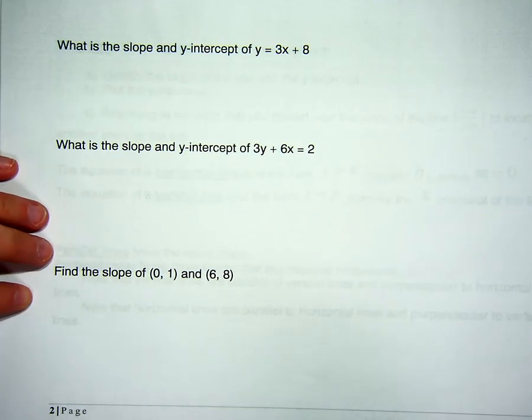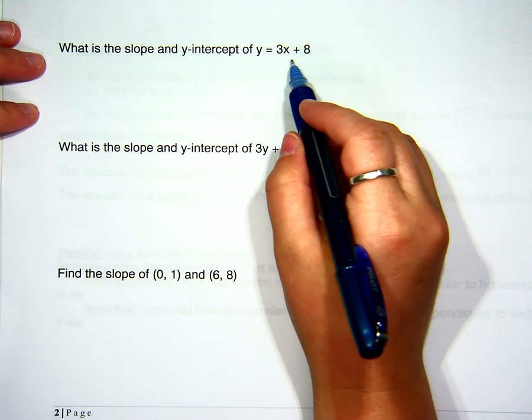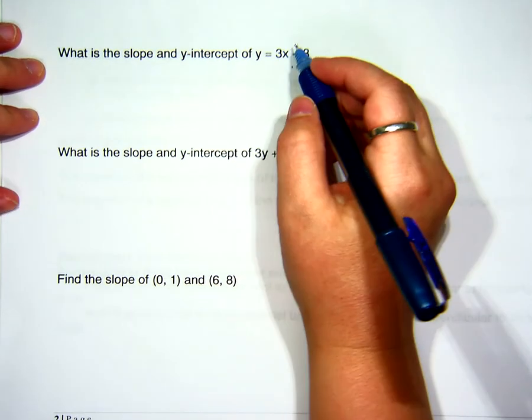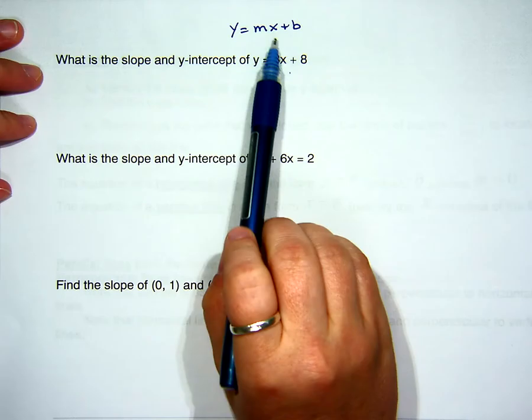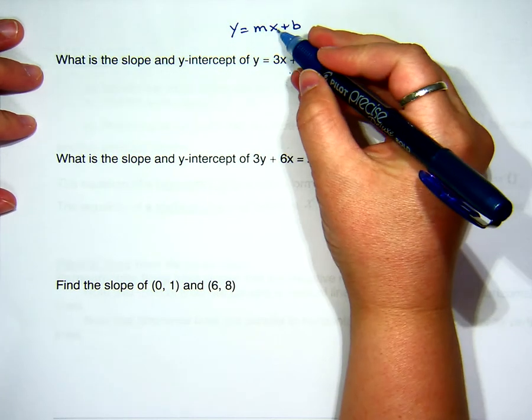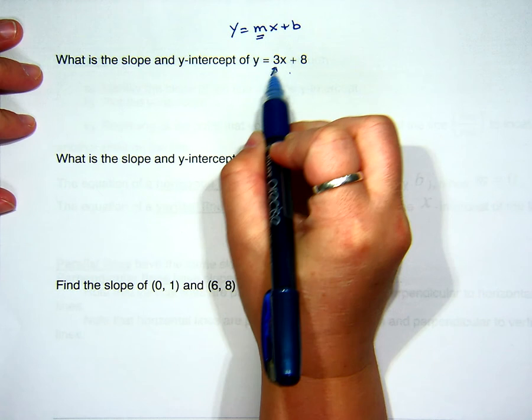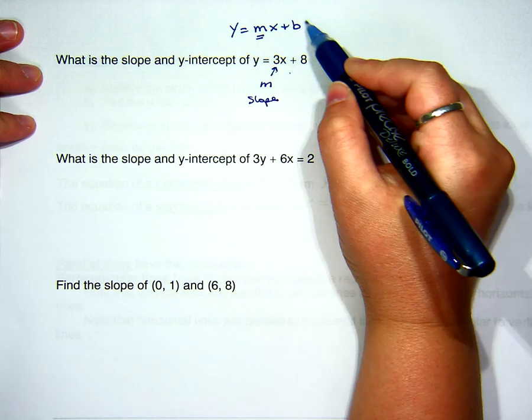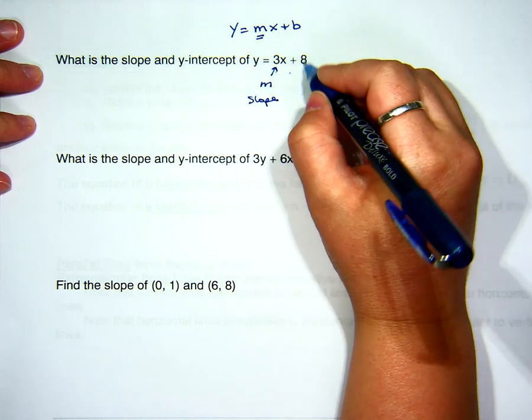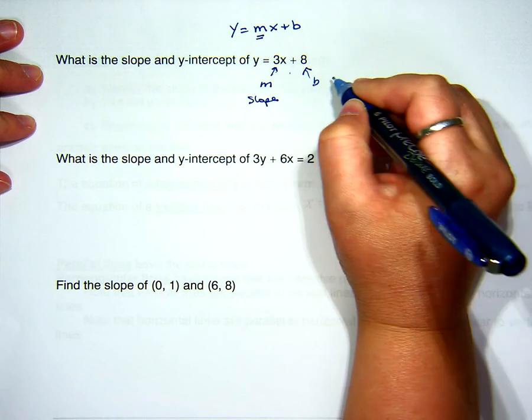So what is the slope and y-intercept of this? Y equals. Whenever you see a linear equation solved for y, it's in the slope-intercept form, mx plus b. We'll line it up. The m is the number next to the x. Well, that means 3 must be m, which is the slope. Plus b. b is the number by itself with no variable attached. Well, line it up. This must be my b.